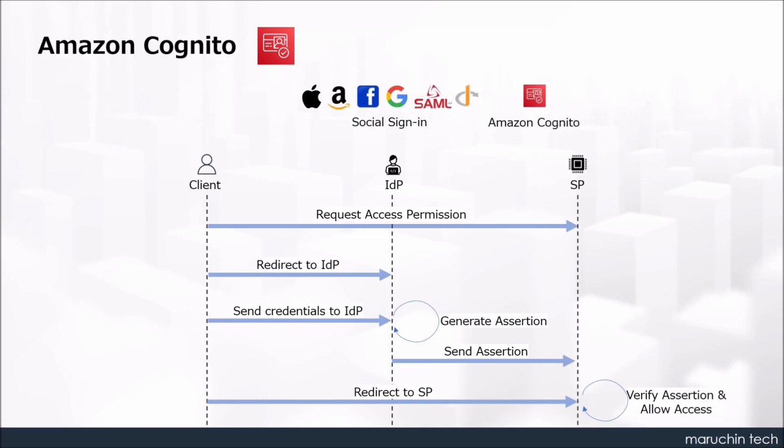Let's look at the general use cases for Cognito. Cognito handles both authentication and authorization. You use the Cognito user pool to issue tokens for authentication. You use the Cognito identity pool to grant authorized access to specific resources. You can also link it with third-party IDP.